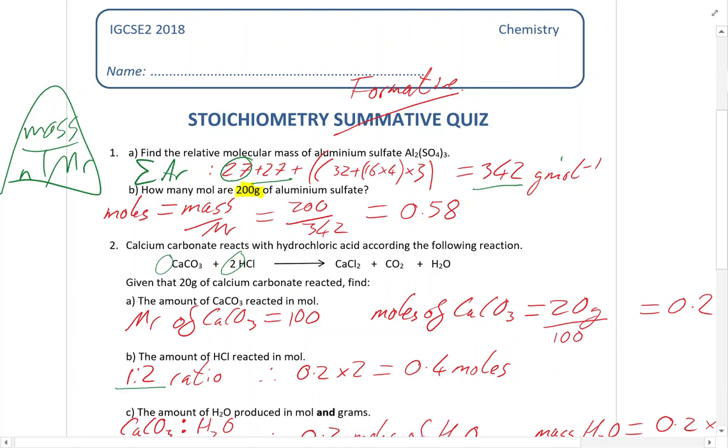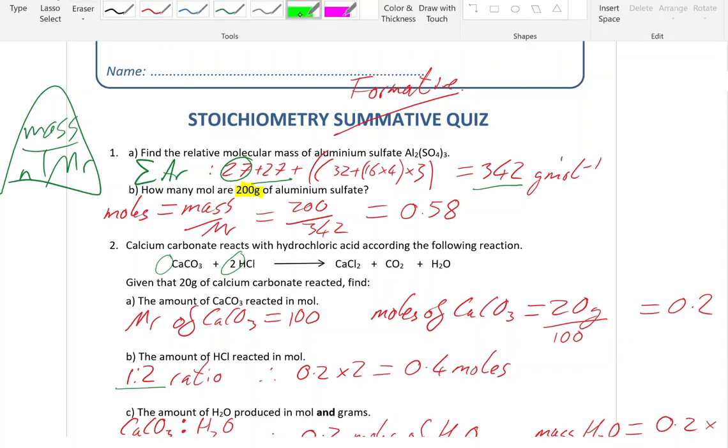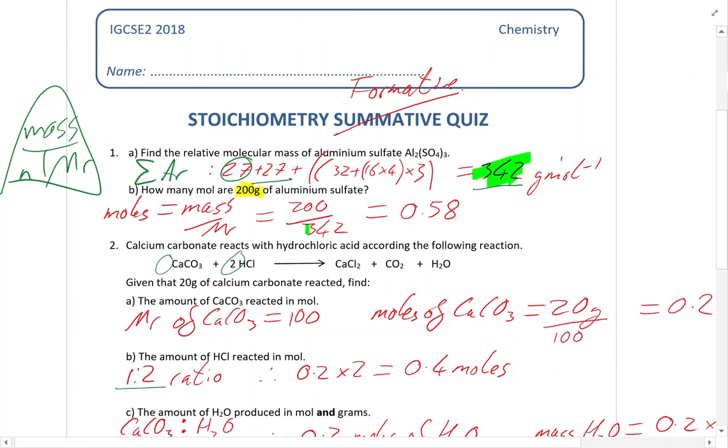And we're going to divide that by the MR. So that's the MR from the question before, and it's really just leading you in. So that number goes there. And that equals 0.58. If you got the answer to 1A wrong, then obviously B will be wrong, but you should get error carried forward marks as long as you substituted or did 200 divided by your answer from question A.